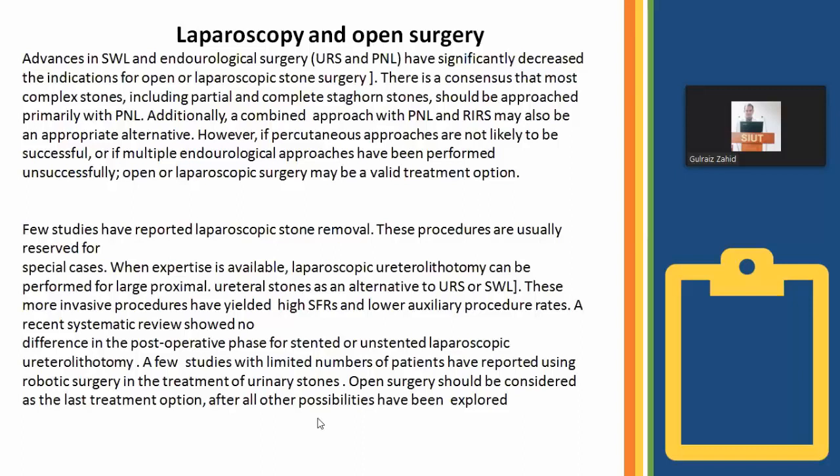When expertise is available, laparoscopic ureteral lithotomy can be performed for larger proximal ureteral stones as an alternative to URS or SWL. These more invasive procedures have yielded high SFRs and lower auxiliary procedure rates. A recent systematic review showed no difference in the post-operative phase for stented or unstented laparoscopic ureteral lithotomy. A few studies with limited numbers of patients have reported using robotic surgery in the treatment of urinary stones. Open surgery should be considered as the last treatment option after all other possibilities have been explored.